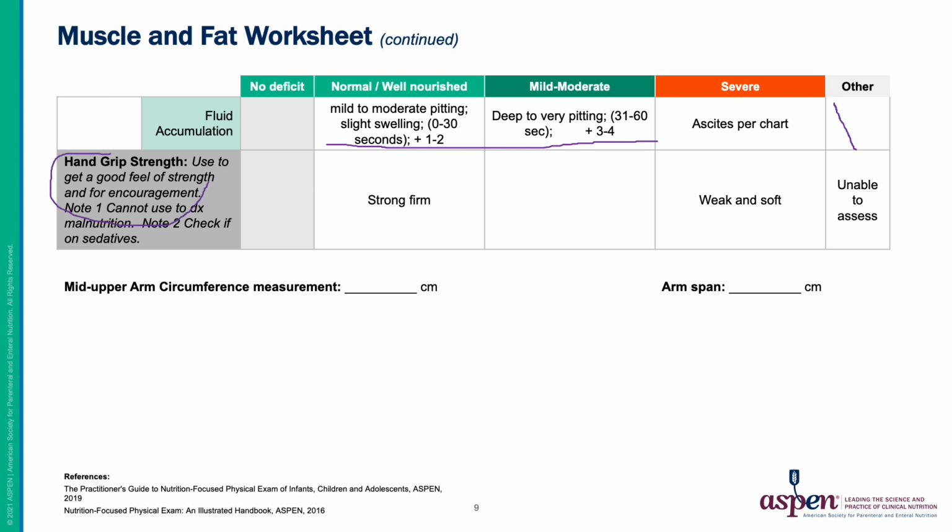I assess functional status with hand grip strength, or finger grip if an infant or toddler. I note weak or strong, or if it's a repeat exam, if it's changed and how. I also document any measurements I take, MUAC, arm span, or head circumference sometimes.